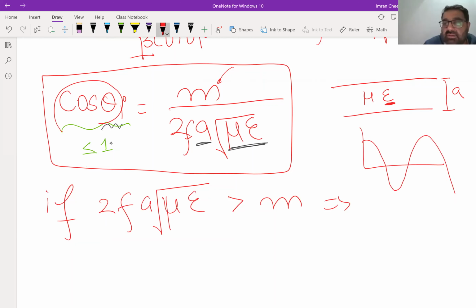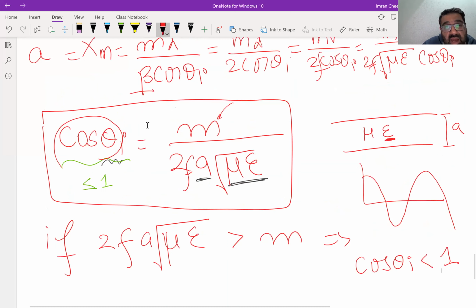ठीक है, आगे समझ सकते. This cannot be more than -1 to 1. So in other words, if 2FA mu epsilon is greater than m, which means that cos theta I will be less than 1. Perfectly fine, normal, कोई problem नहीं है.